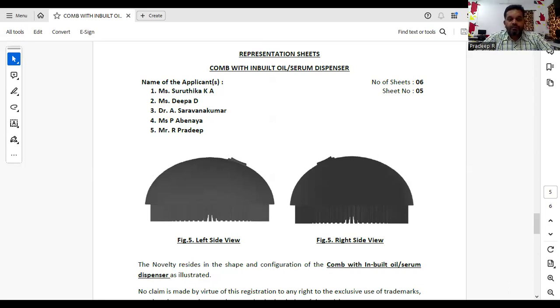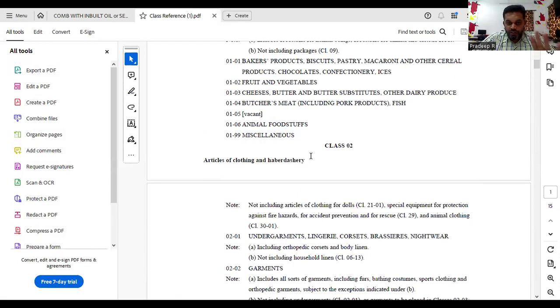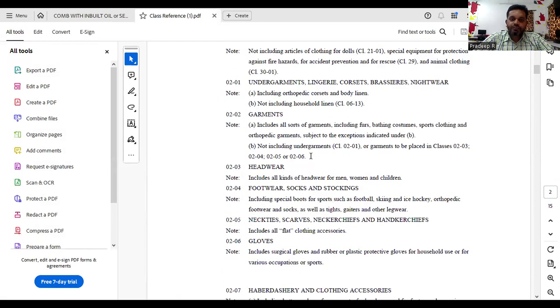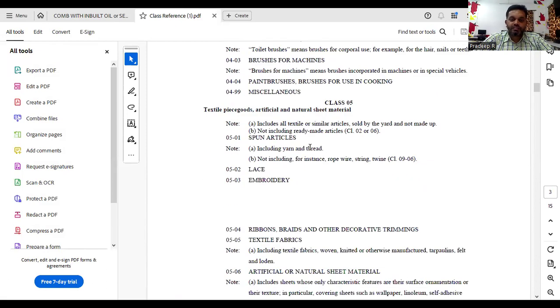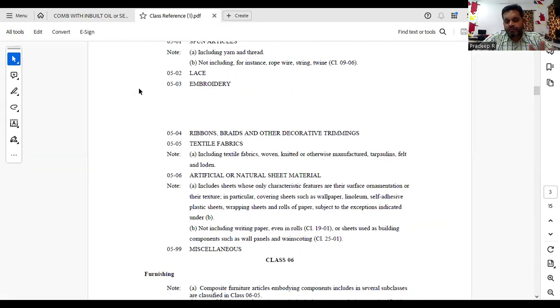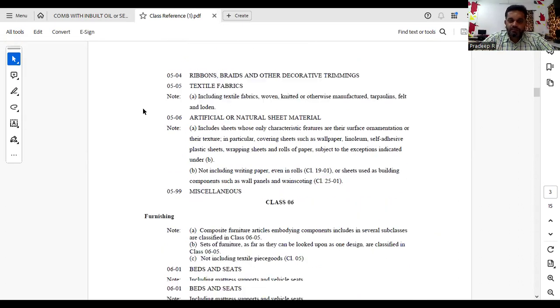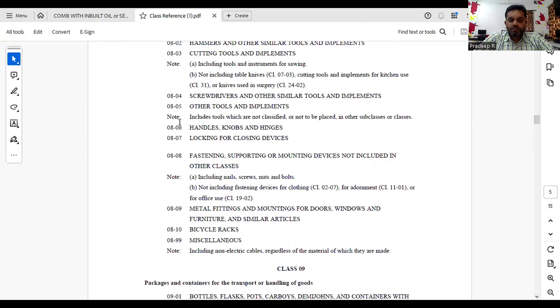So we have 33 different types of classes, which are available on the internet. Only these 33 can be filed for a patent. Other than these 33, you cannot file anything else in a design patent. Whatever you think of will come under these 33, so no need to worry about it.